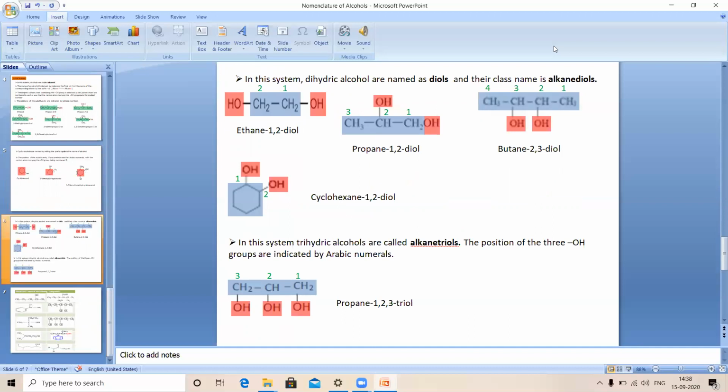Now, the second system, in which dihydric alcohols are named. That means we have learned how to give names where only one OH group is present. If two OH groups are present, then such alcohols are called dihydric alcohols, or diols. So how do we give names to diols while using the IUPAC system?